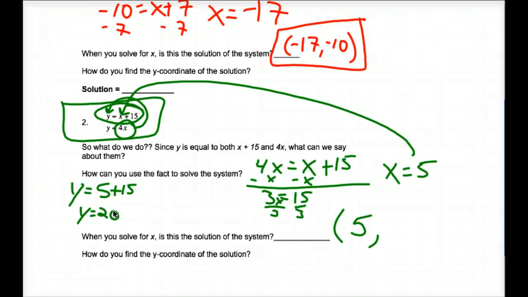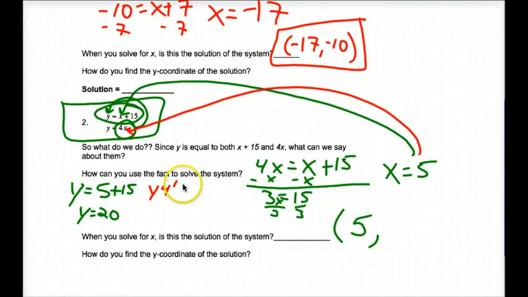I would not have put it into that equation. That equation was a little bit harder to me. What I would have done, I would have taken 5 and put it into y equals 4x. So y equals 4 times, what's 4 times 5? 20. Does that have to happen where it's the same value for both equations? What do you guys think? Does y have to be 20 in both of them? Yes.